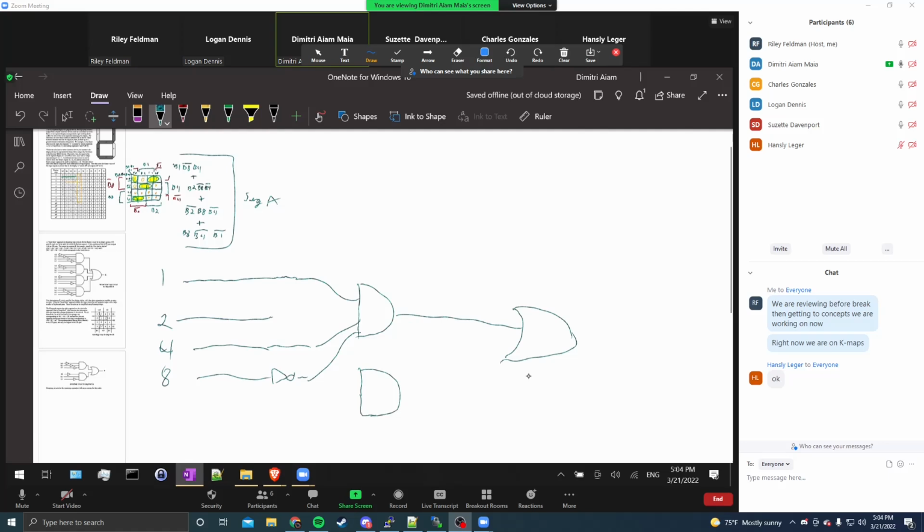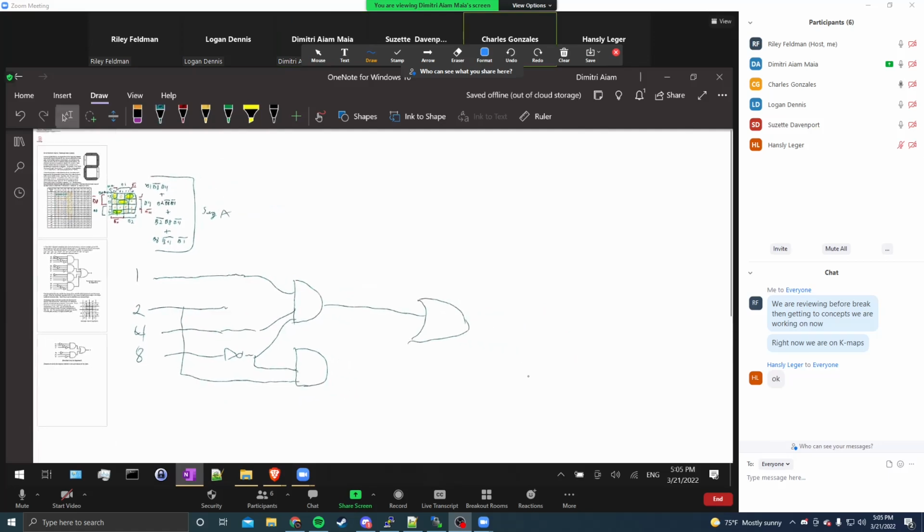2 is positive. So 2 goes over here. 8 is negated as well. And 4 is negated. Wait, this is how we draw the circuit? Yes, but I'm getting messy for some reason. They're always messy. Yeah. 1, 2, 4, 8.